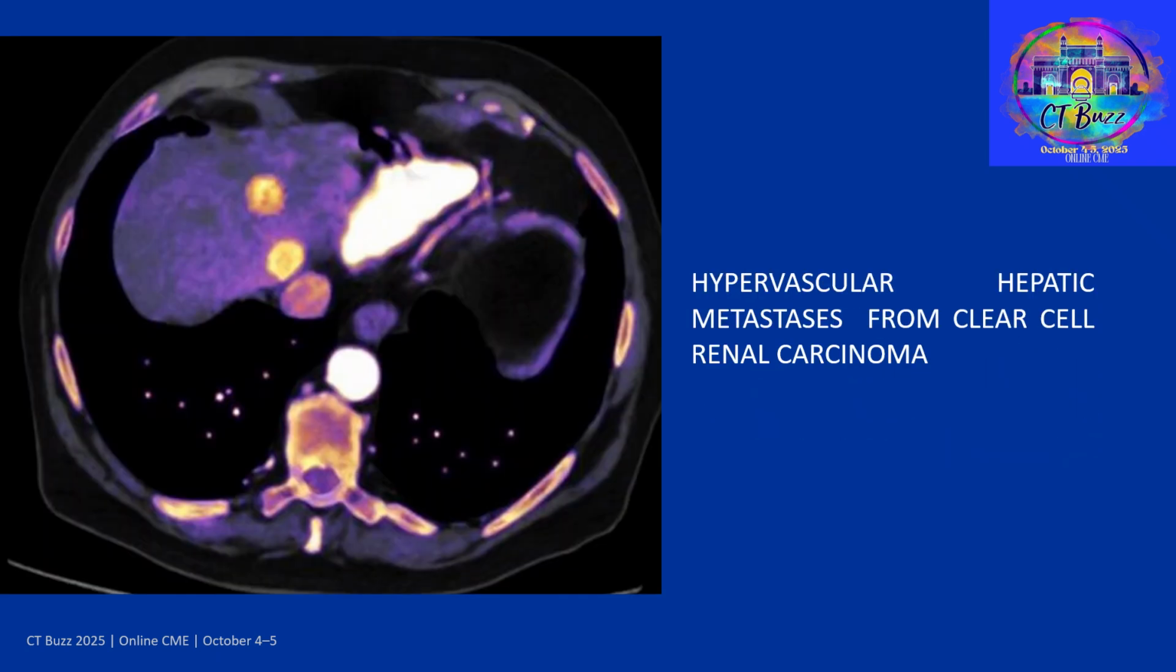This image shows hypervascular hepatic metastasis from clear cell renal carcinoma. The dual energy technique improves visualization of contrast uptake, highlighting subtle lesions that might be missed on conventional CT.